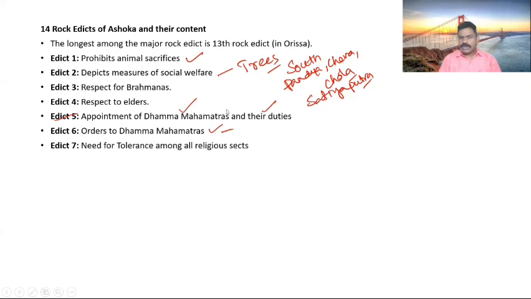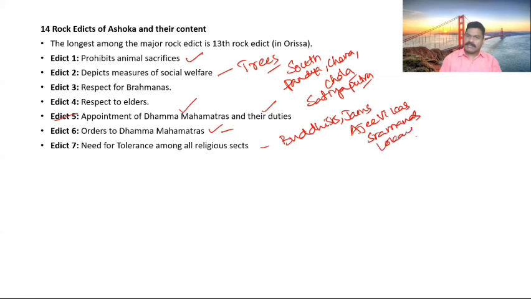The seventh major edict of Ashoka speaks of the need for tolerance among all religious sects: Buddhists, Jains, Ajivikas, Sramanas, and Lokayats, also called Charvakas. There were different religious sects in that period, and Ashoka ordered tolerance towards all the other religious sects.